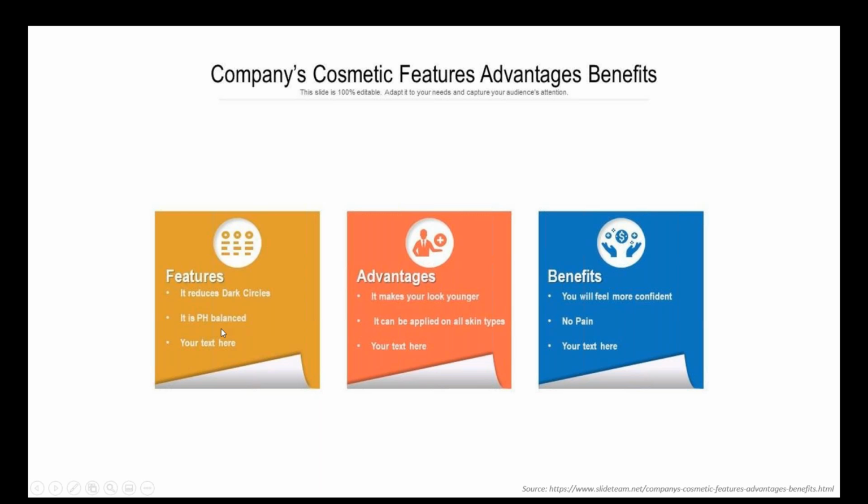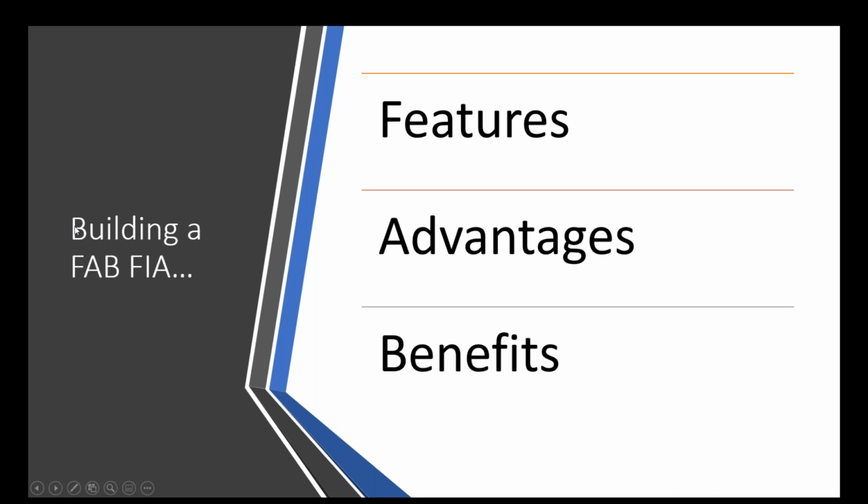Or pH balance can be applied to all skin types. The benefit is there's no pain to that. So that's the kind of thing we're looking for. So when we look at building a FAB, a feature, advantage, benefit presentation for FIA, we've already done that within our presentation, but what are some features? So guys, I want you to type in, what are some features of an FIA?